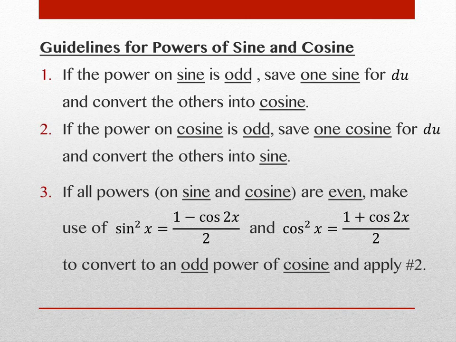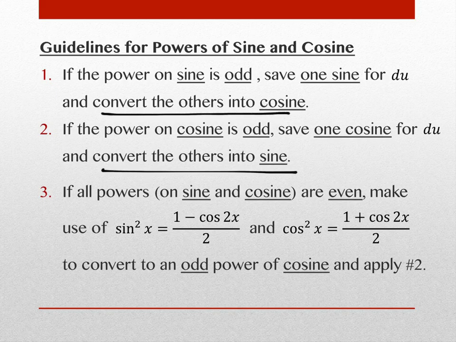And both of these, when it talks about converting the others into cosines and converting the others into sines, what it's talking about is using the Pythagorean identity that we remember, which is sine squared of theta plus cosine squared of theta is equal to 1. That's how we're going to change them in steps 1 and 2. So that happens both here on guidelines 1 and 2 and here.